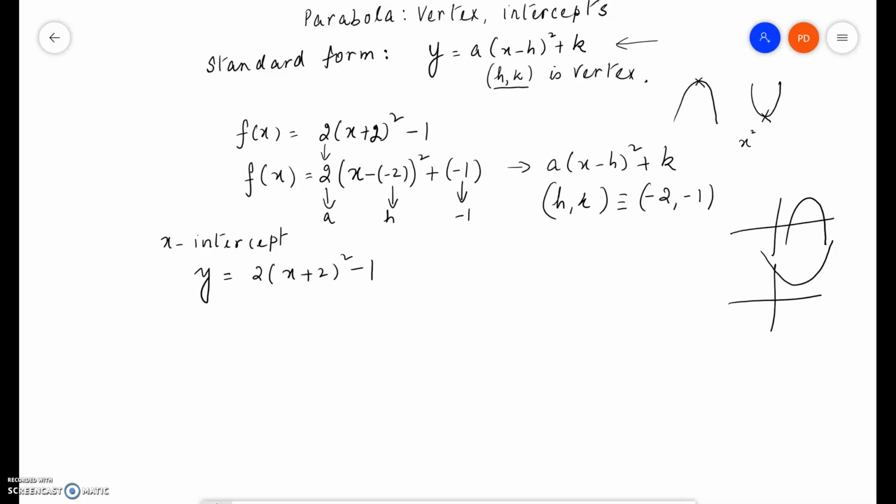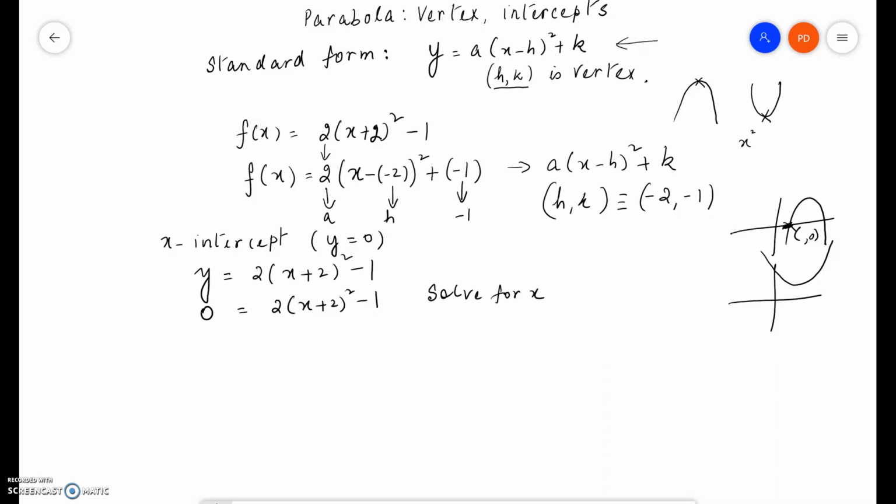So now when it crosses the x-axis, the y is equal to 0, so we plug in y equals 0. So any point on the x-axis, the second coordinate, that's the y coordinate, equals 0. So that's what we're going to do here. So 0 equals 2 times x plus 2 the whole squared minus 1. Now we have to solve for x in order to find the x-intercept.